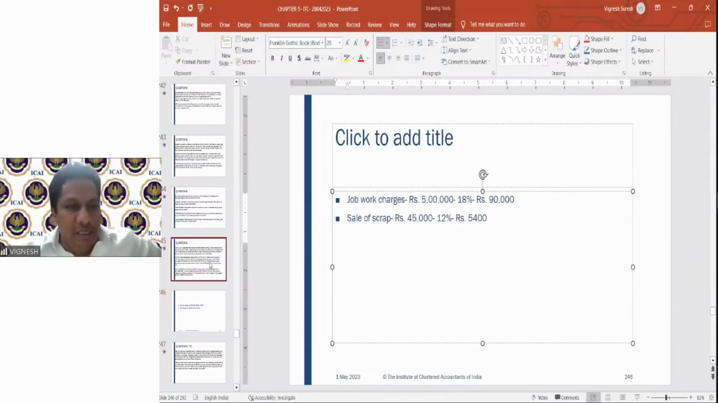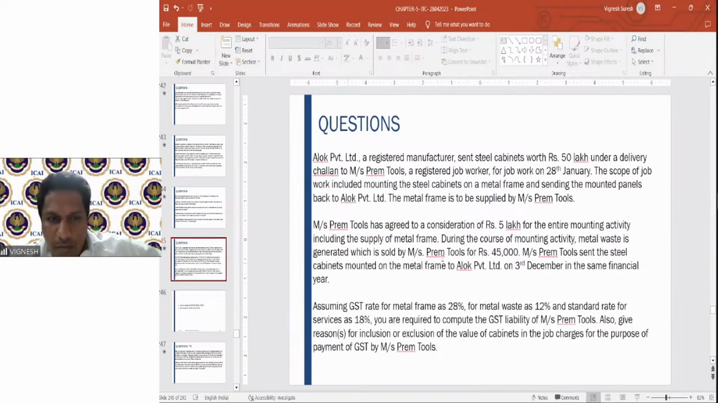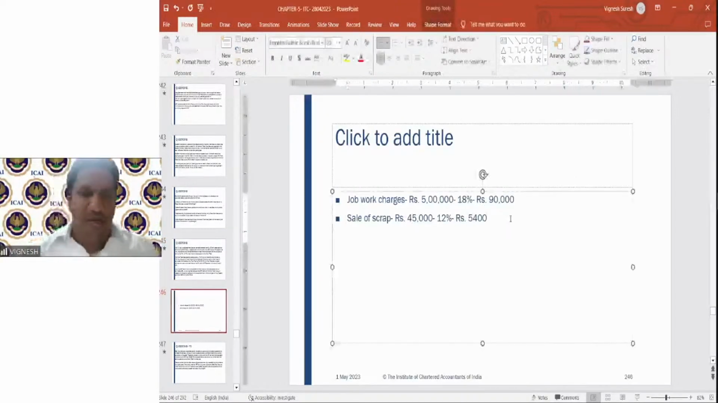Okay. Anything else he is doing? Steel cabinets are being sent back in the same financial year. So since he's sending them in the same financial year, there is no question of any ITC reversal, and there is no question of any supply by the principal to the job worker. Therefore, in this case, total GST payable is 95,400.